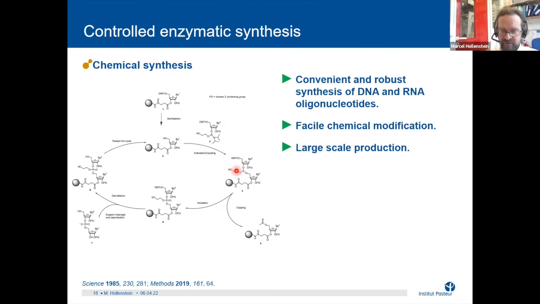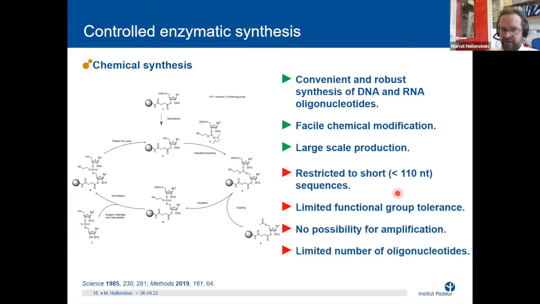While this is obviously a very convenient, versatile and robust method for the synthesis of these oligonucleotides, it also permits the introduction of a lot of chemical modifications at all levels of the nucleosidic scaffold, be it at the level of the sugar, the phosphate backbone, or also the nucleobases. It even allows for large-scale production of oligonucleotides. We're talking here at the kilogram scale level.